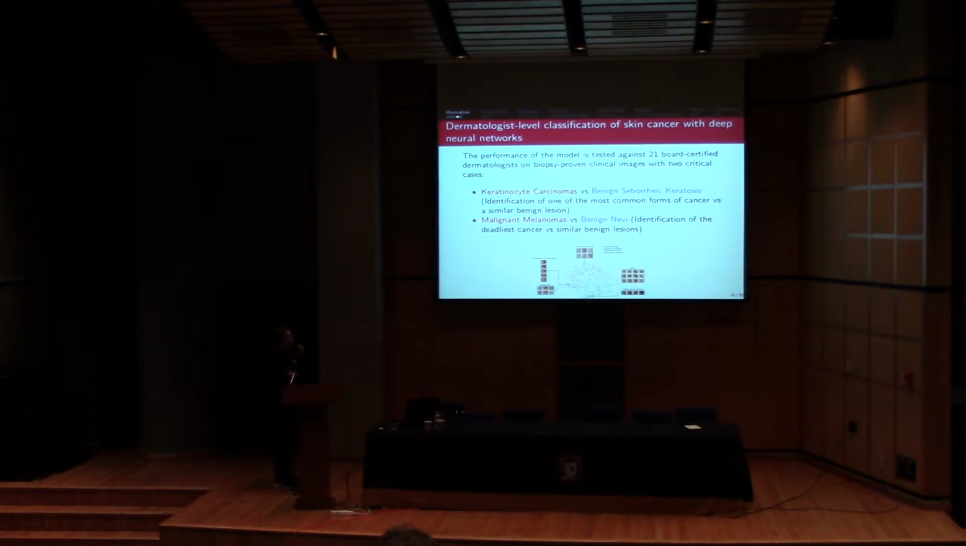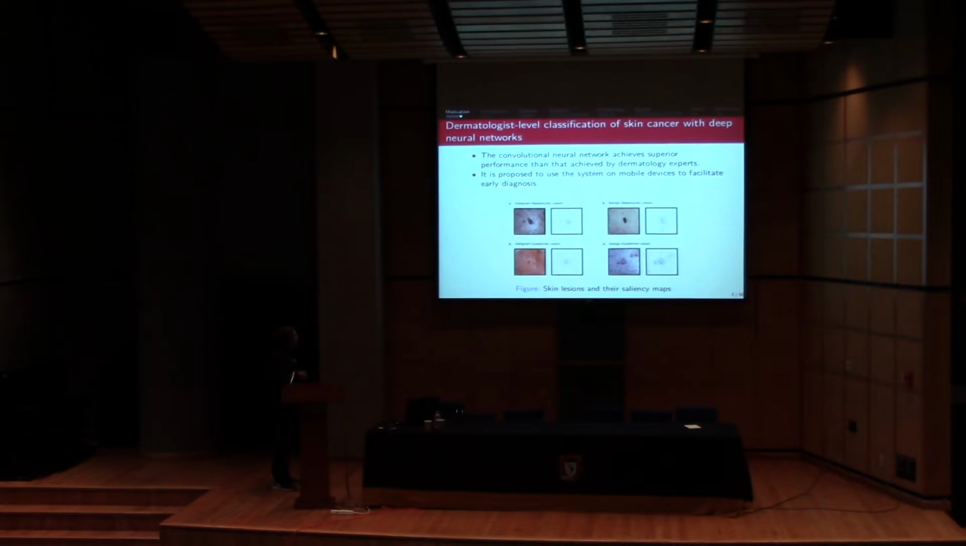Their system was able to classify over 700 different skin lesions, but they were particularly interested in these two cases: carcinomas versus seborrheic keratosis, and melanomas versus nevi. We need to say that these are pretty similar images, so they are the critical cases for medical specialists. So that's why they were interested in this.